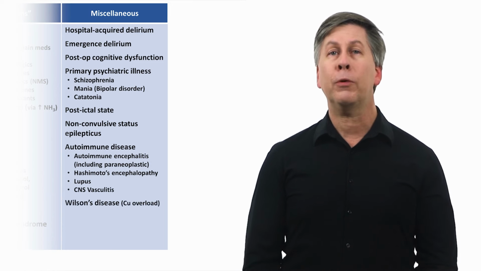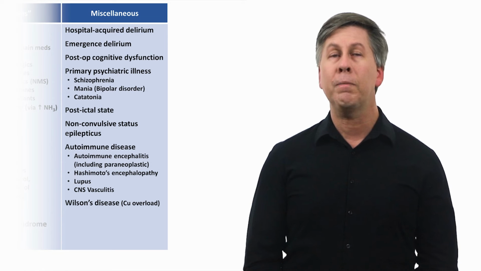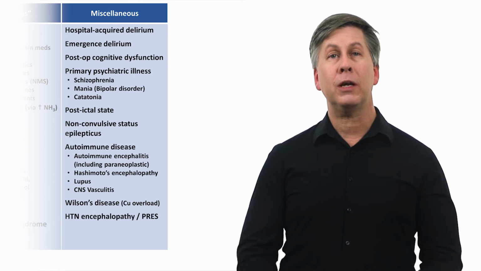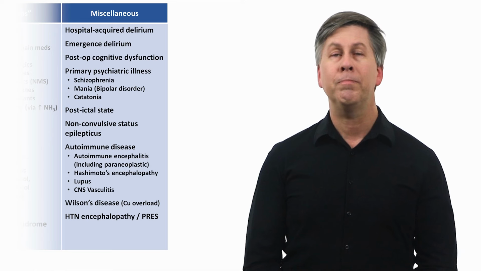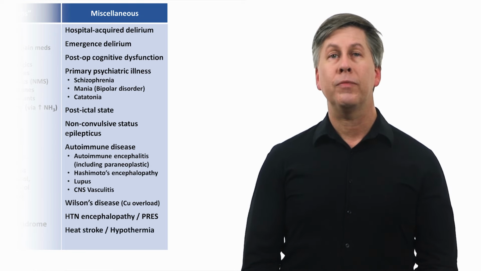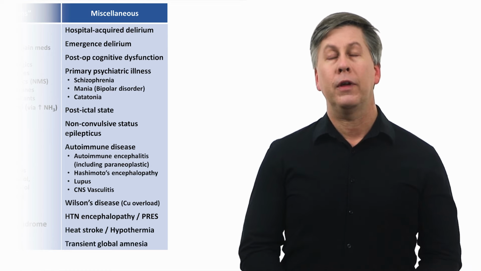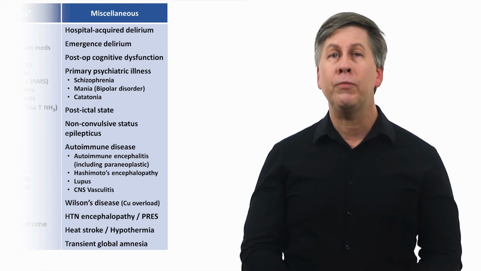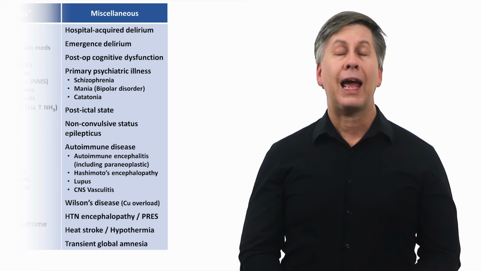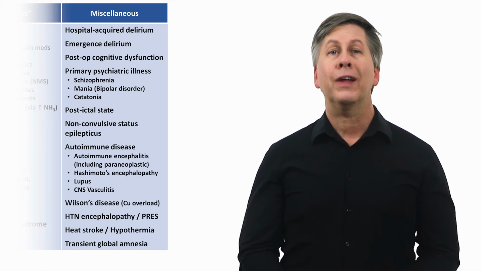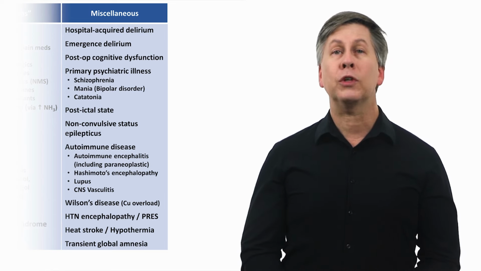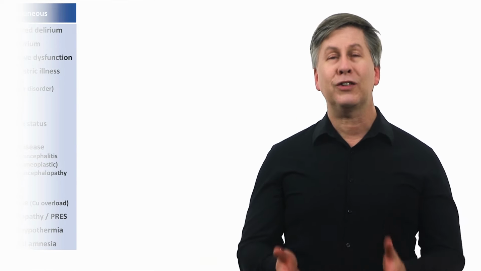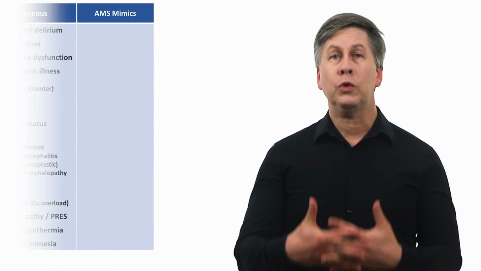Wilson's disease, a genetic disease of copper overload, classically causes a combination of liver failure and a variety of neuropsychiatric abnormalities. The similar diseases of hypertensive encephalopathy and the posterior reversible encephalopathy syndrome, heat stroke and hypothermia, and a condition called transient global amnesia, in which, as the term implies, an individual experiences a brief, total, or near total loss of memory without other significant cognitive changes, and without an identifiable cause. The condition will typically last less than a day before gradually improving. Its pathogenesis is unknown.